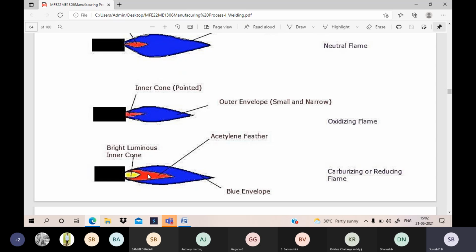Then, any doubts? No, sir. Okay, these temperatures depend upon the pressure of the gas. The temperature is increased or decreased accordingly. If you supply low pressure gas, the temperature is decreased. If you supply high pressure gas, the temperature is increased in all three flames.